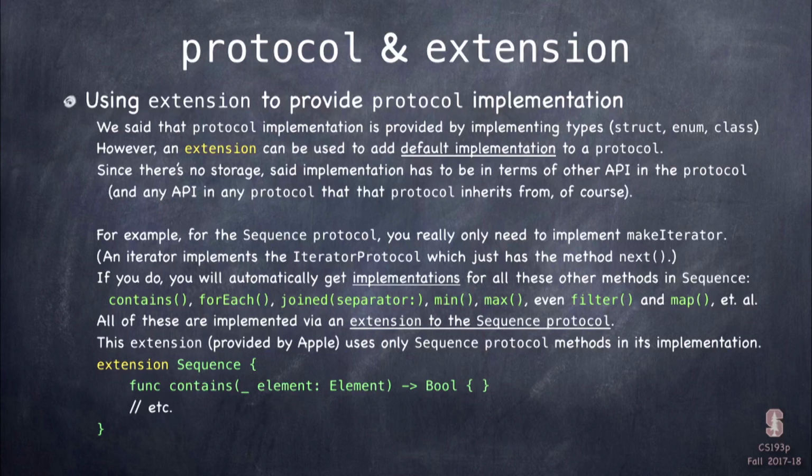Well, all the implementation of all those things, contains, for each, joined, min, max, all those things, those are all implemented in an extension to sequence that Apple provides, so that if you want to have a sequence, as long as you implement that next thing to go to the next thing in the sequence, you get implementations of all those other things for free. And that also means that array and set and dictionary and countable range are all sharing the implementations of min and max and all these things. Now, these are only default implementations. If in array you actually implement min or max or something like that, maybe you can do it more efficiently than the default implementation, you can do it, okay? But it replaces the default implementation that's in the extension.